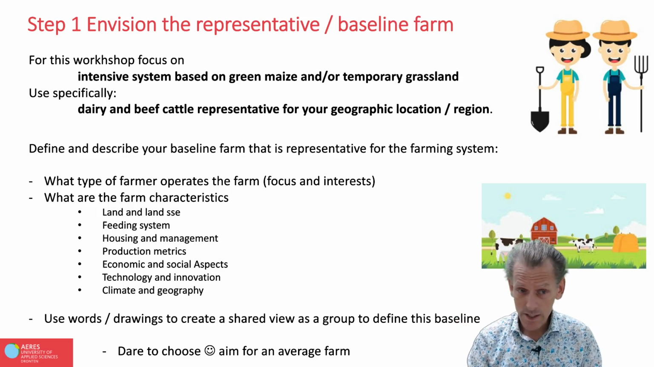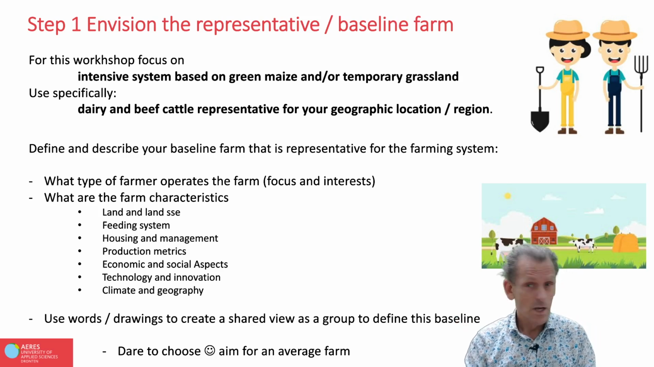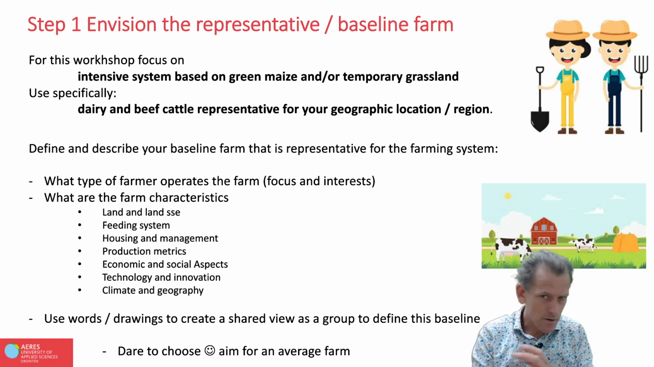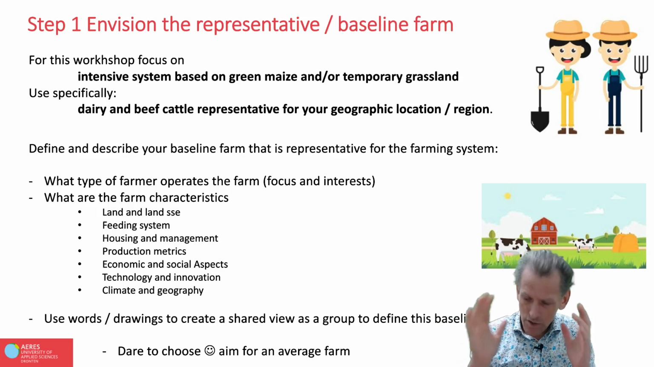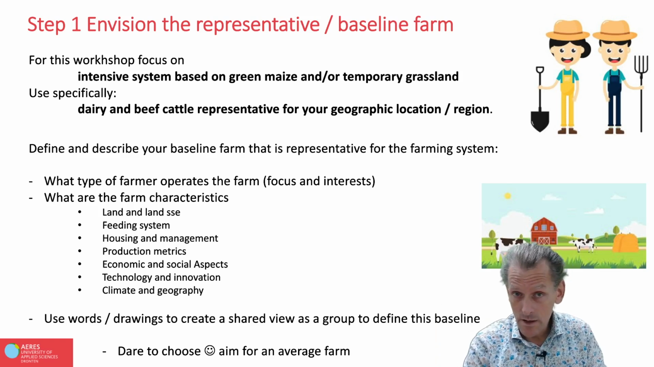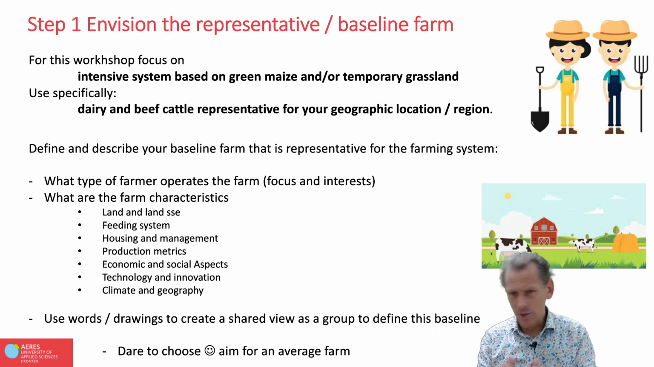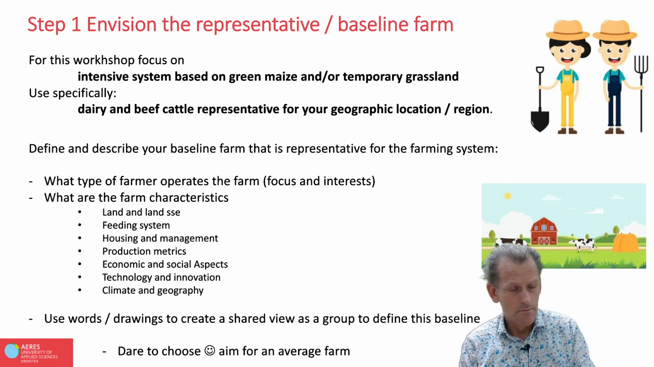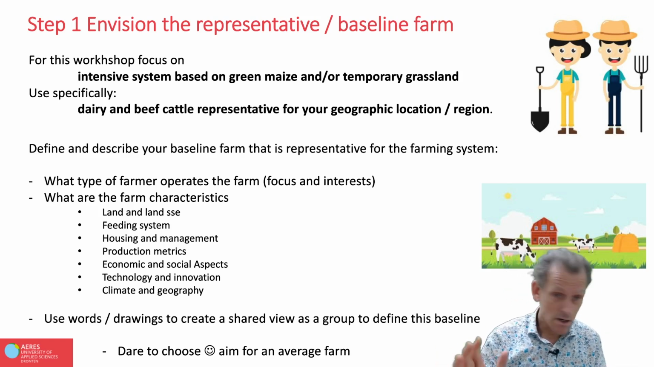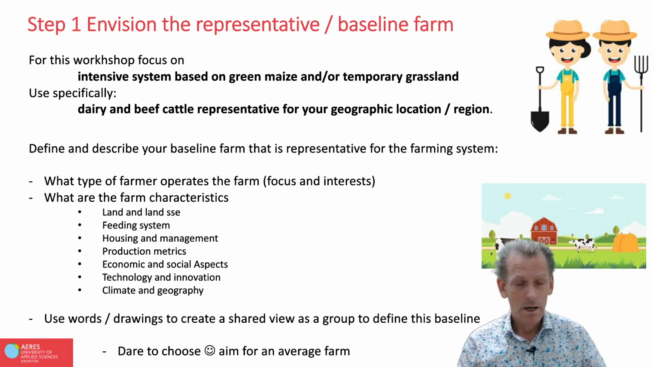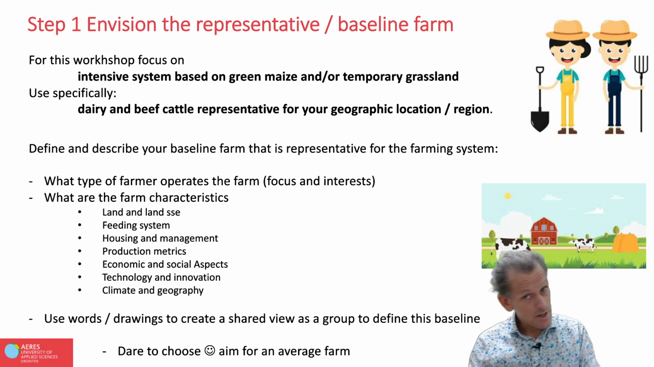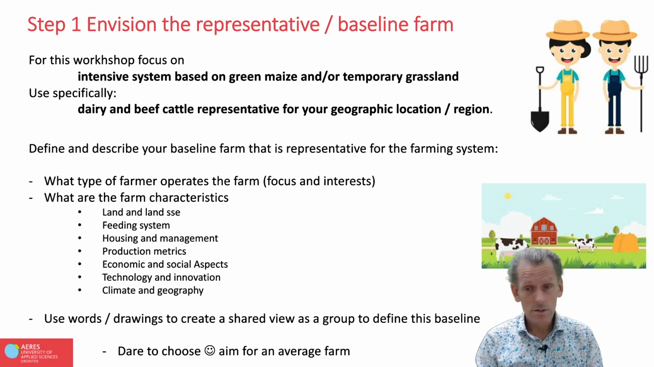And the farm characteristics is specifically important, of course. How much land is there? What is the land use? And obviously there is soil types and so on, but try to make a choice on this. Housing and management of the cattle, production metrics, economic, social aspects, people, are there people coming there and what do they do, and so on. Technology use, innovation focus, maybe the climate and geography a bit for so far relevant.